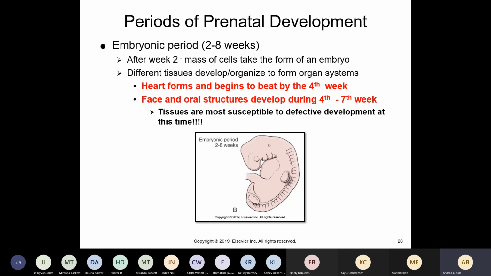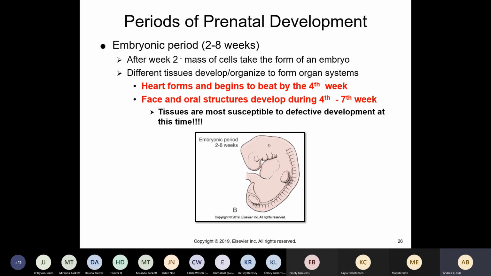Then we have the embryonic period. So after week 2, that mass of cells, the blastocyst, will now take form as an embryo. That's when we're going to call it that. Different tissues develop, organize, and form our organ systems at this point. So we're talking week 4. We've already got a heart that's beating. And then from weeks 4 to week 7, we've got face and oral structures developing.